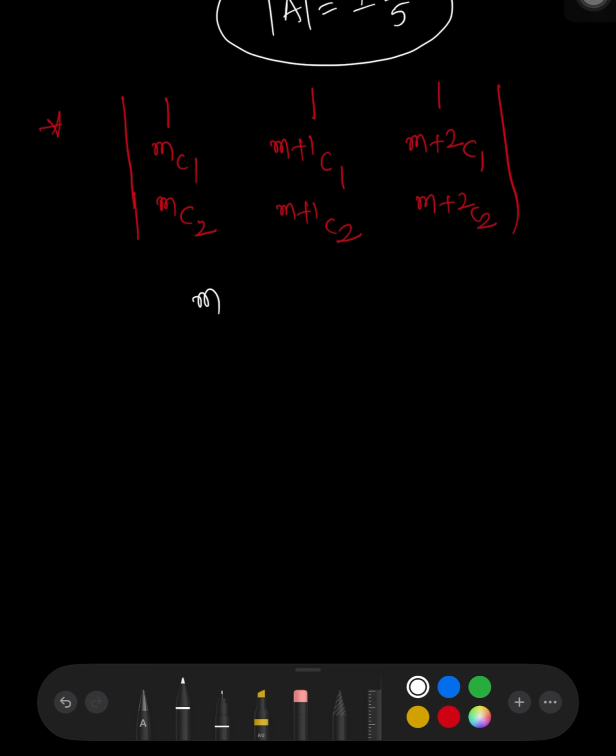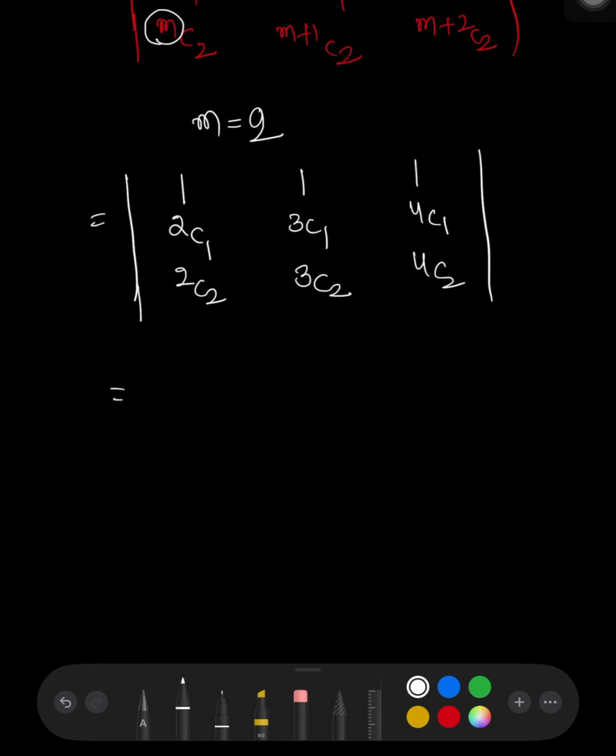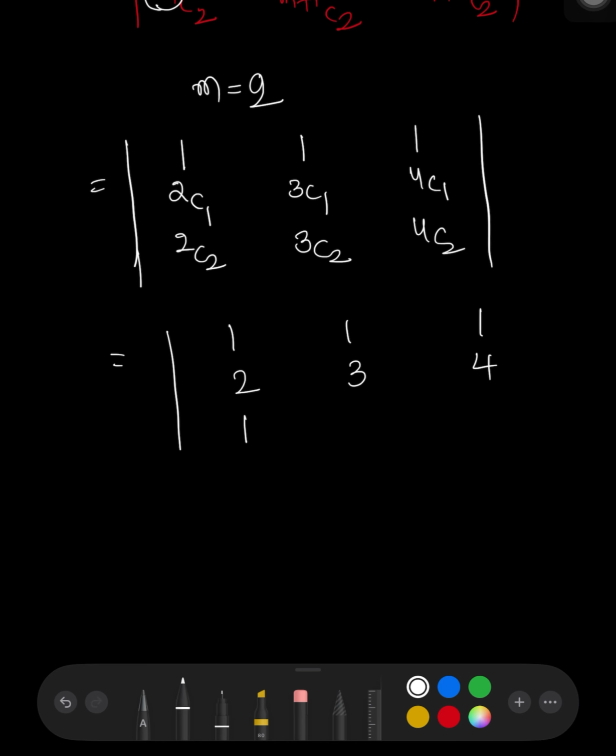We can't substitute m equal to 0, and we can't substitute m equal to 1, because if I substitute m equal to 1, this value will become 1C2. So I can't substitute m equal to 1, but I can substitute m equal to 2. If I substitute m equal to 2, then this one will become 2C1, this one 2C2, and then 1, 3C1, 3C2, and 1, 4C1, 4C2. So clearly 1, 1, 1; 2C1 is 2, 3C1 is 3, 4C1 is 4; 2C2 is 1, 3C2 is 3, and 4C2 is 12 by 2, that is 6.